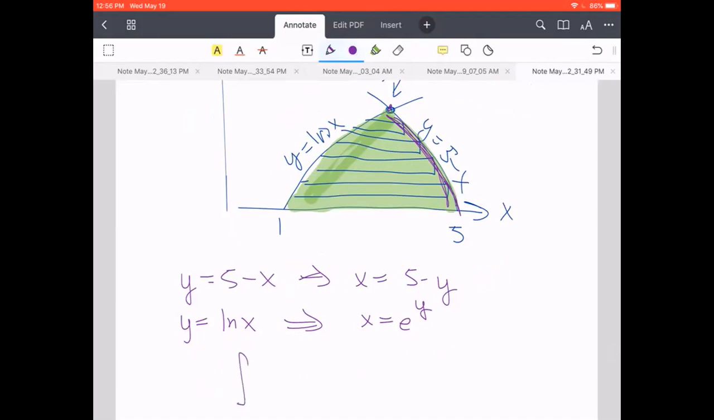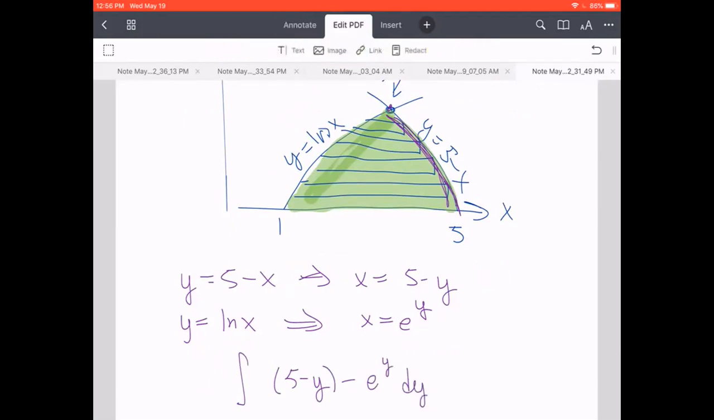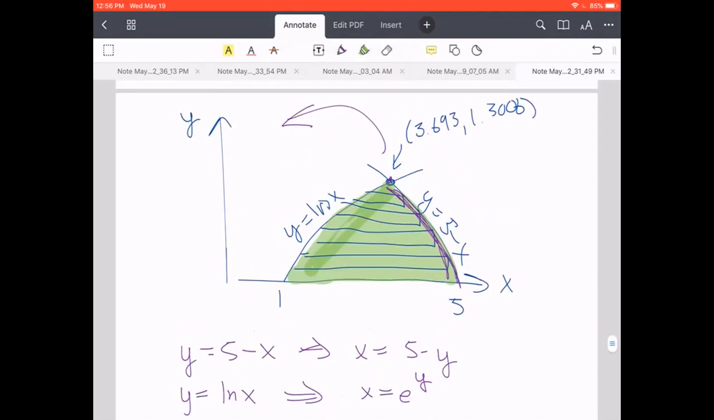So it's going to be the integral of 5 minus y minus e to the y, with respect to y, because everything's in terms of y. And my boundary is the x-axis, which is y equals 0, up to this intersection point of 1.3006.